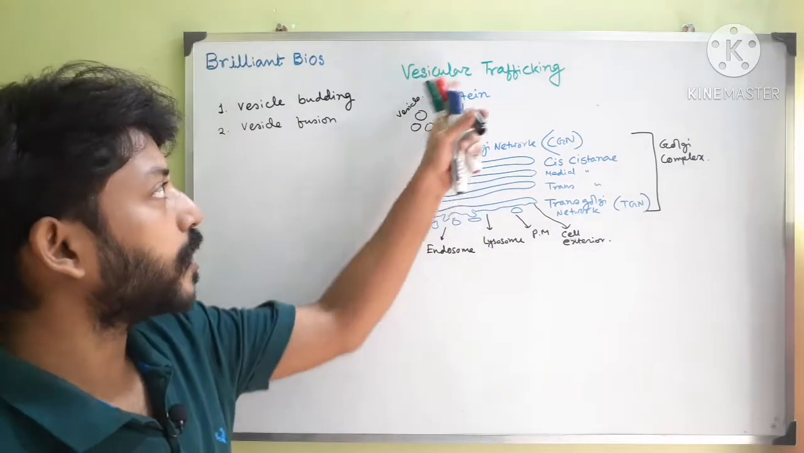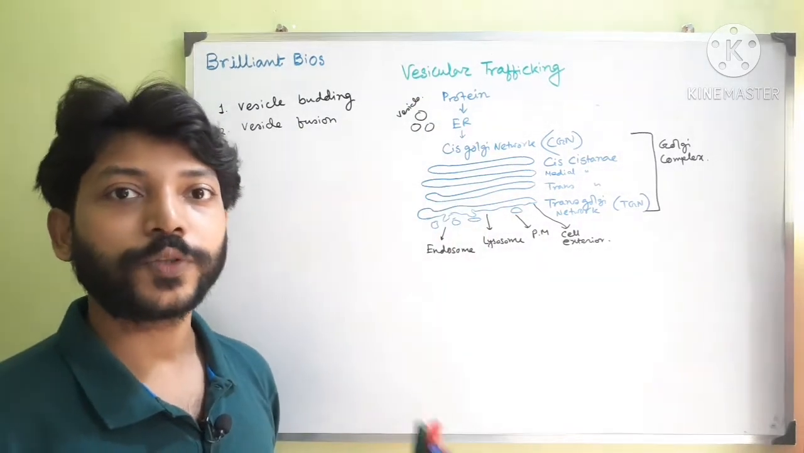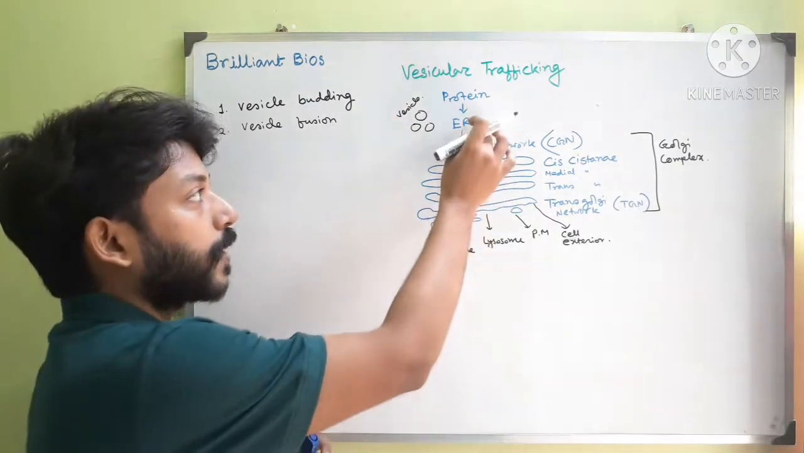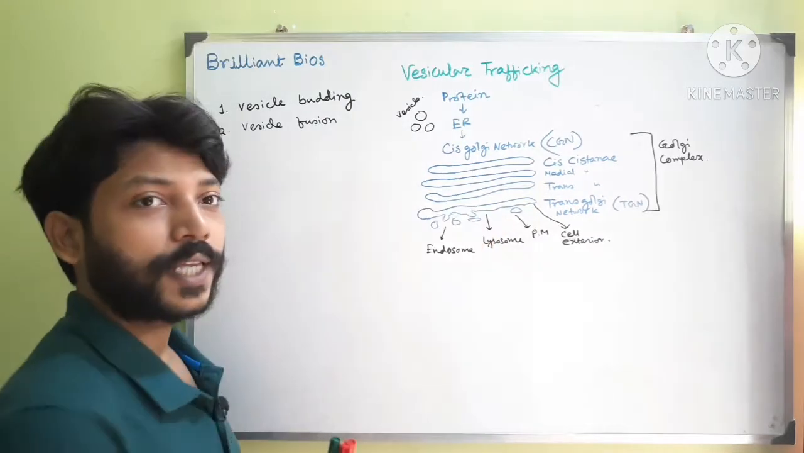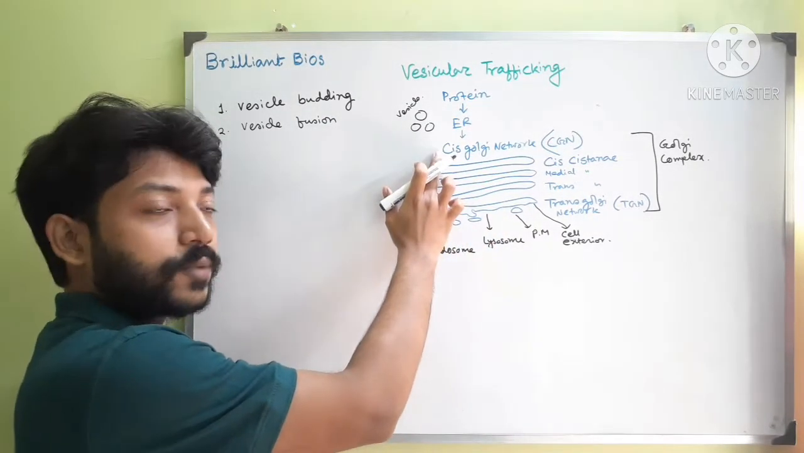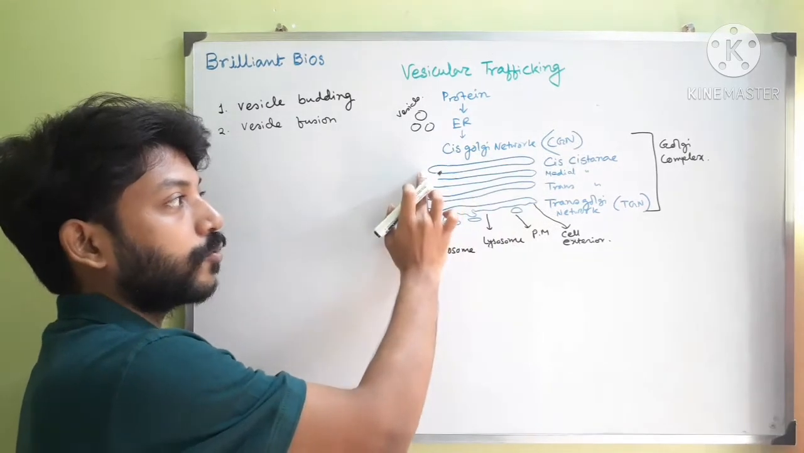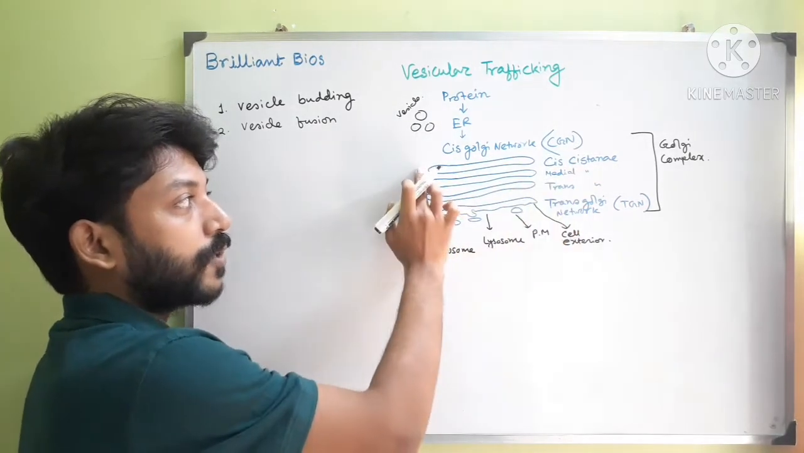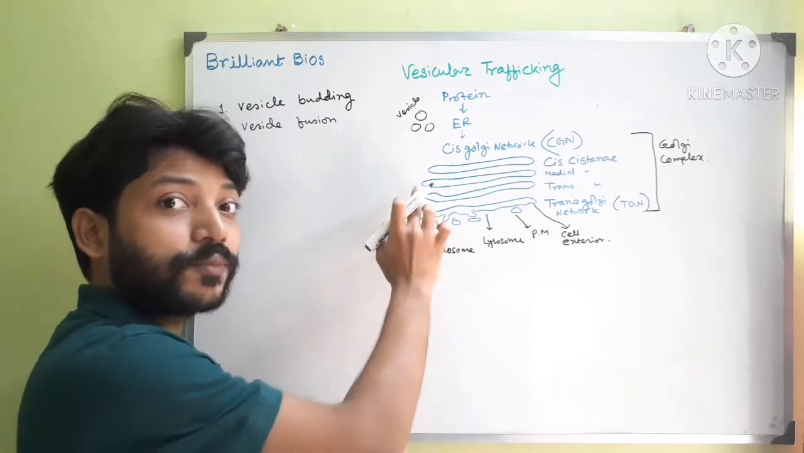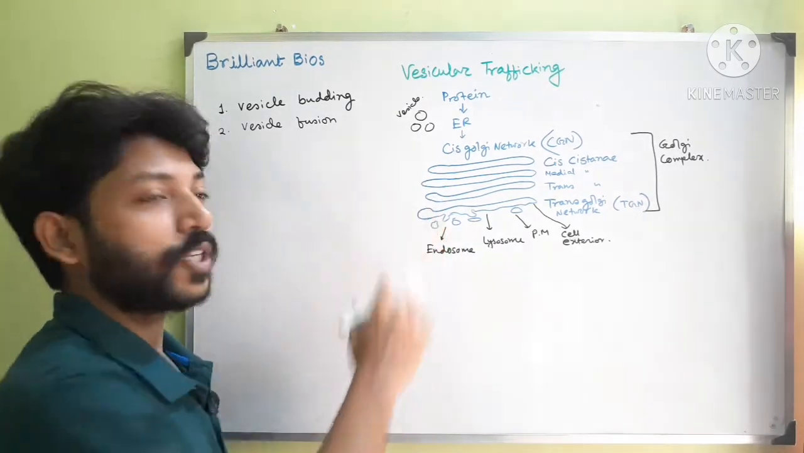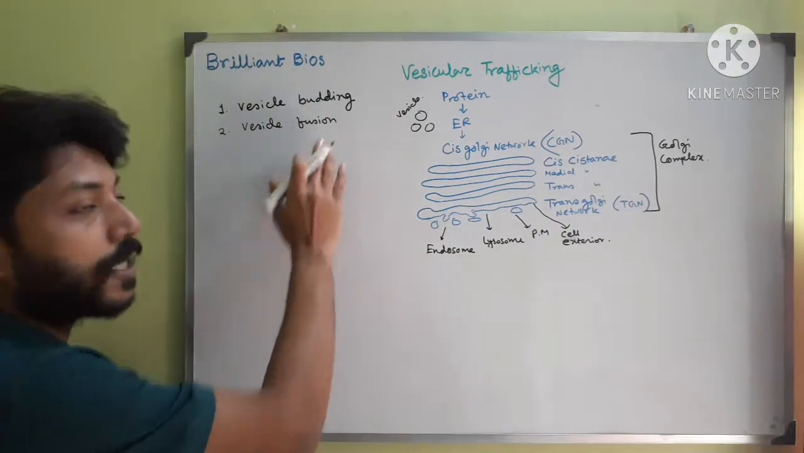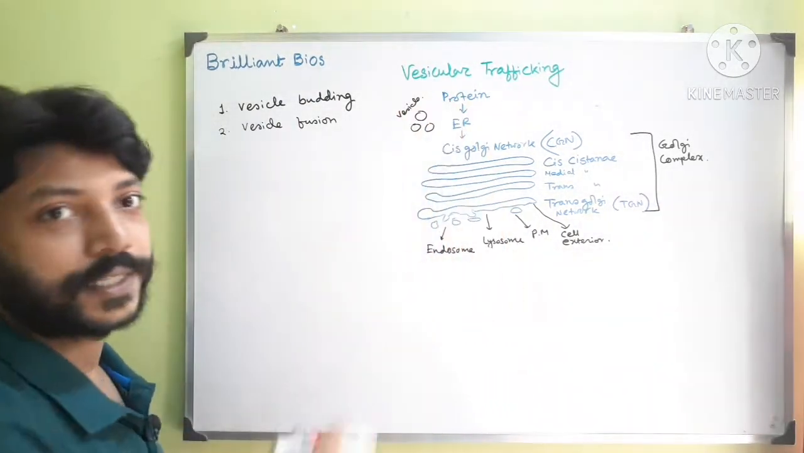In this total vesicular trafficking process, two things occur. One is budding: the vesicle buds from the ER and then fuses with the cis-Golgi network. And the same thing will also occur: the vesicle will bud from the cis-Golgi network or CGN and fuse with the cis-cisterna. The vesicle will bud from the cis-cisterna and fuse with the medial. The vesicle will bud from the medial, then fuse. The same thing repeatedly occurs. So if you have understood vesicle budding and fusion, you will understand the total mechanism.